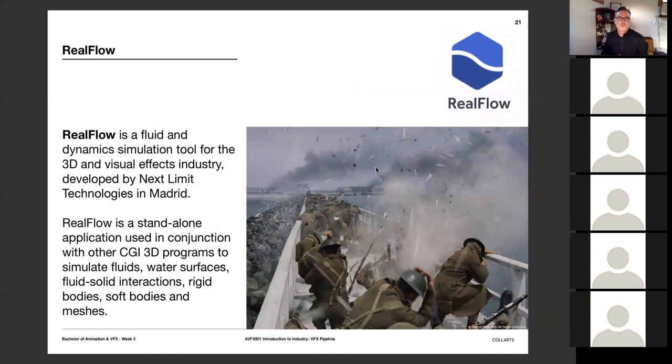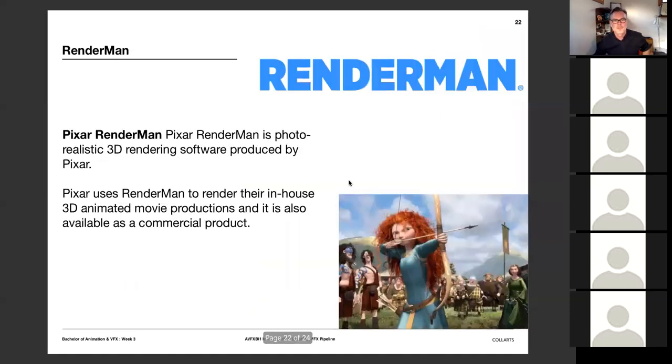RealFlow is another fluid and dynamic simulation tool for the 3D and visual effects industry, developed by Next Limited Technologies in Madrid. Probably written in Spanish. RealFlow is a standalone application used in conjunction with other CGI programs, very much like Houdini. It simulates fluids, water surfaces, fluid-solid interactions, rigid bodies, soft bodies, and meshes.